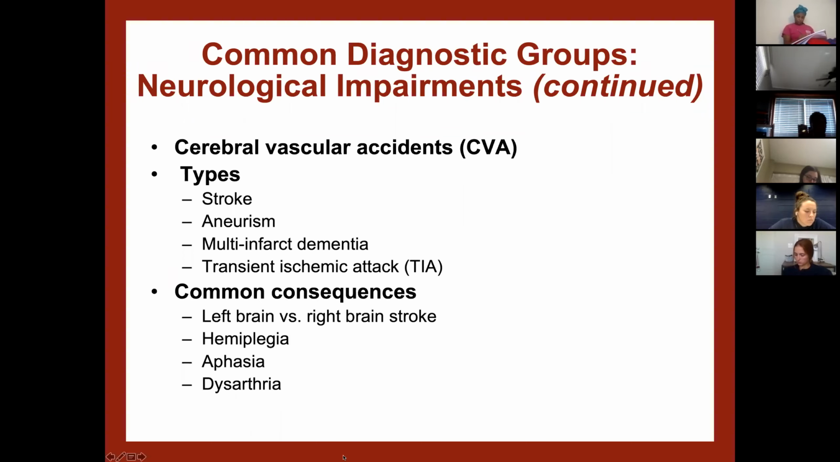So aphasia, you definitely need to know that. Hemiplegia, know what a TIA is. Obviously know what a stroke is and some of the symptoms of that.